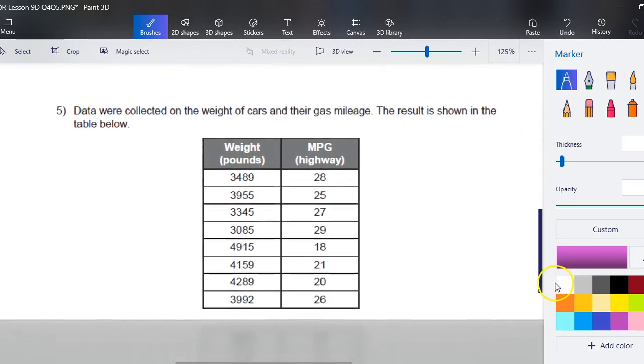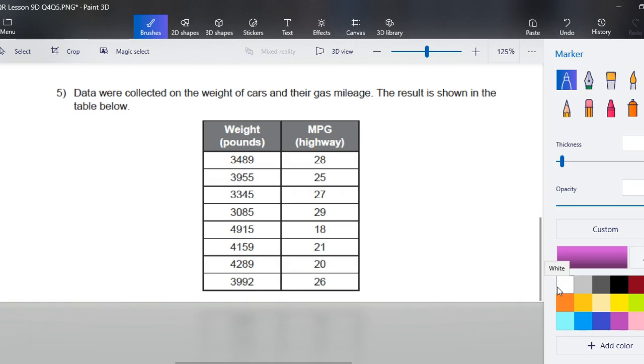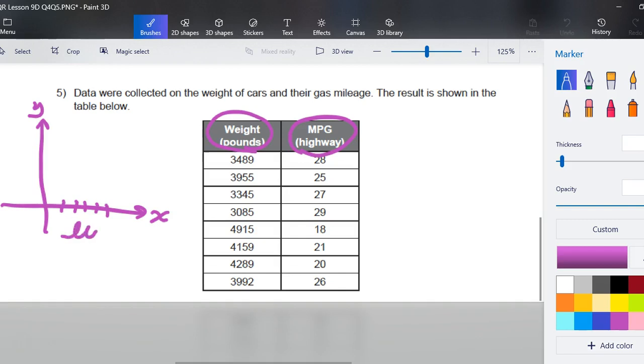It says data were collected on the weight of cars and their gas mileage. So looking for just a second. Pounds, highway. I've got to put this in my brain as to what's going on, or at least get me started in a good direction. Pounds and MPG. Very likely, the pounds of a car will impact the miles per gallon that you're getting. Probably the heavier the car, the less you're going to get with miles per gallon. So probably as the pounds go up, the miles per gallon go down.